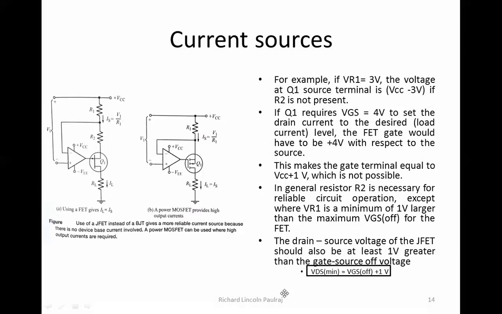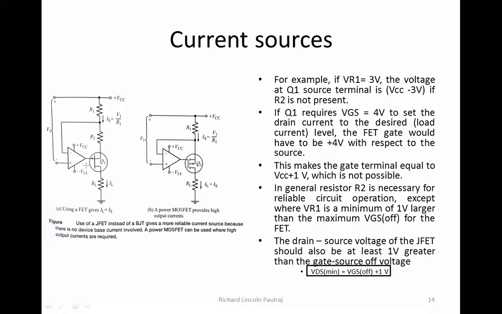So if I want VGS to be 4 volts, then the FET gate would have to be plus 4 volts with respect to the source. So I must actually increase the voltage here to plus 4. This makes the gate terminal equal to VCC plus 1 volt, which is not possible.